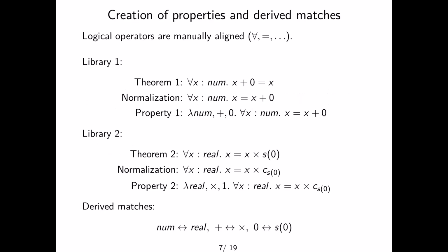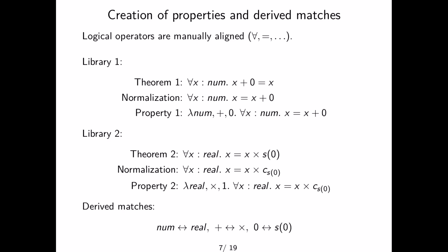So let's go into the details of the algorithm. I will first say that the logical operators, we manually align them, like for all, equal, implication, and so on. We recognize where they are in each library, and we say, well, this is the for all, and we should map it to the other for all in the other library. This is not strictly necessary, and the alignment algorithm can still work without this initial mapping.